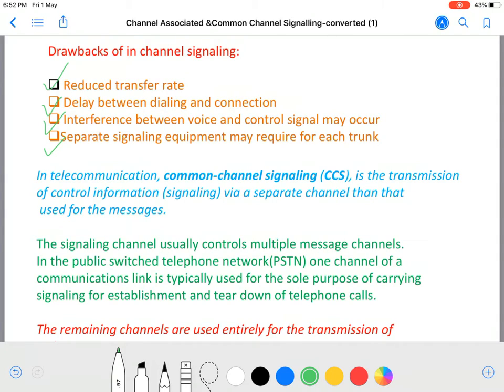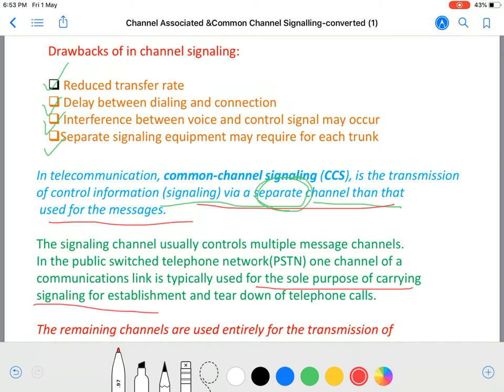In CCS, the transmission of control information of the signaling is via a separate channel from the one used for the message. The signaling channel usually controls multiple message channels. In the public switched telephone network, one channel of a communication link is typically used for the sole purpose of carrying signaling for establishing and tearing down telephone calls. So, a separate channel. Then the remaining channels are used entirely for the transmission of the payload.